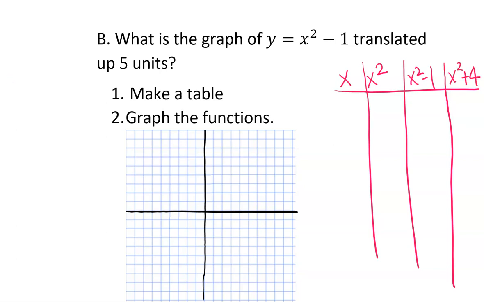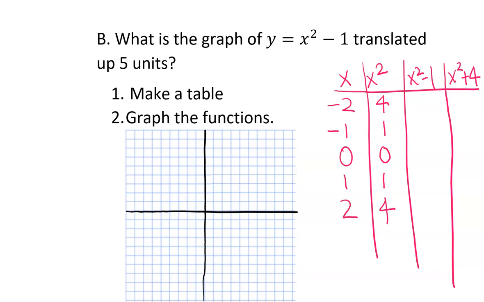Okay, so let's do some positive numbers, some negative numbers. Let's do negative 2, negative 1, 0, 1, and 2. So if we take and square x, we get negative 2 times negative 2, and you get 4. Negative 1 times negative 1, you get 1. 0 times 0 is 0. 1 squared is 1. 2 squared is 4.